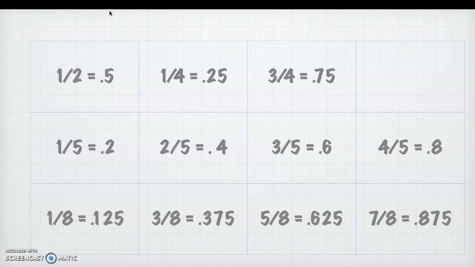So as you can see, let's look at our first row. I have 1/2. 1/2 equals 0.5. Then we have 1/4 equals 0.25. 3/4 equals 0.75. 1/5 equals 0.2. 2/5 equals 0.4. 3/5 equals 0.6. 4/5 equals 0.8. 1/8 equals 0.125. 3/8 equals 0.375. 5/8 equals 0.625. And 7/8 equals 0.875. So it's a lot easier if we memorize those fractions and their decimals.